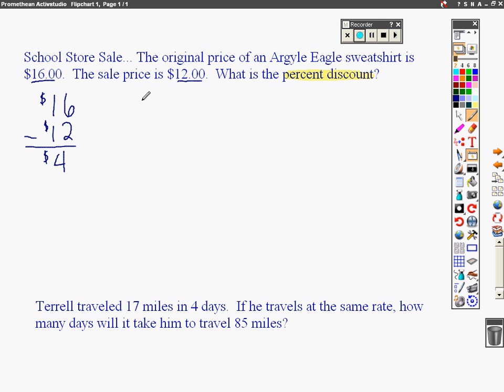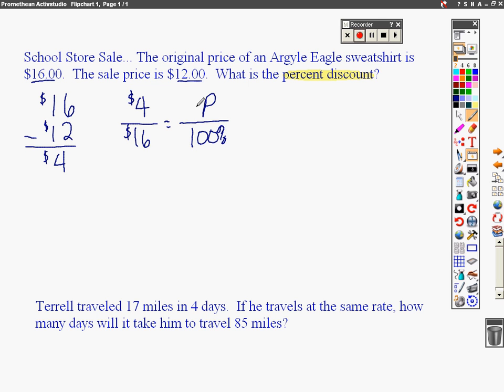What we're trying to figure out is the percent discount of $4, and the total price of the shirt was $16. All right? What we know is the total price is 100%. And what we need to find out is the percent discount, and we'll call that P. One of the ways to do this, you can just simplify 4/16.